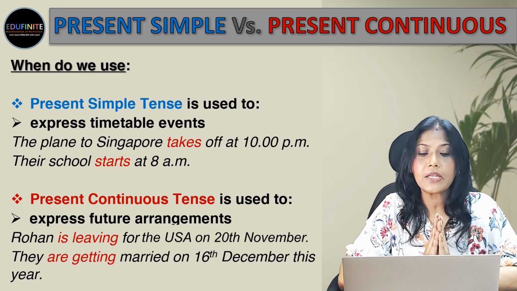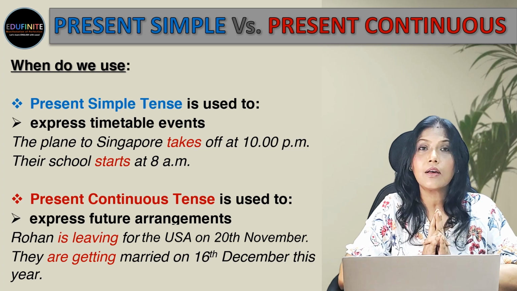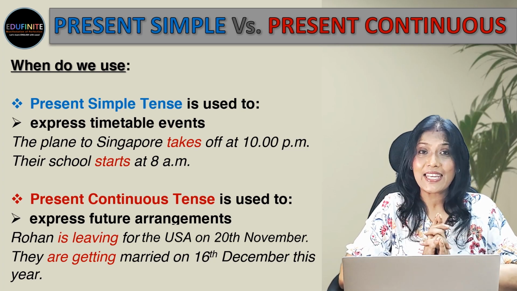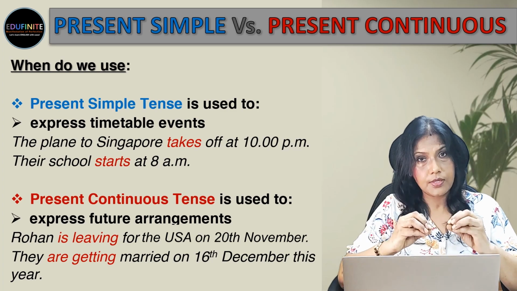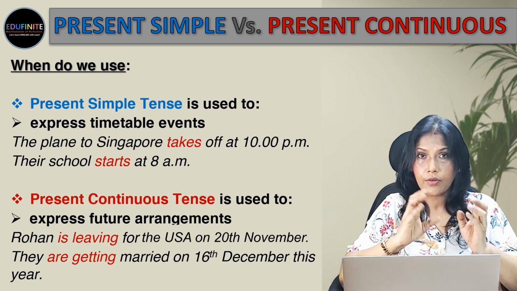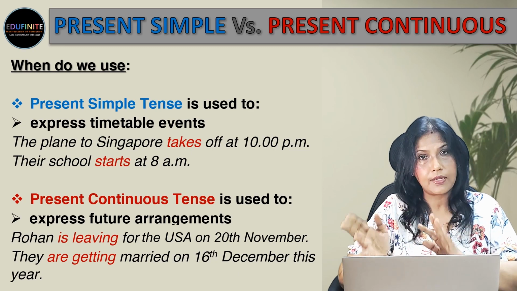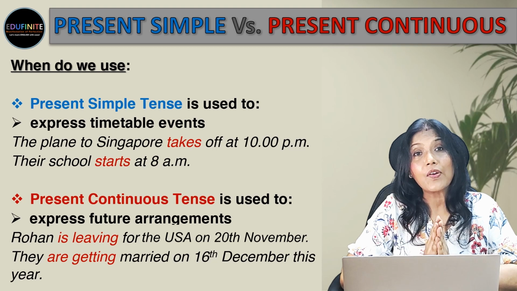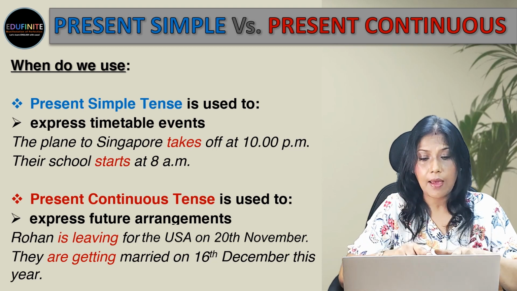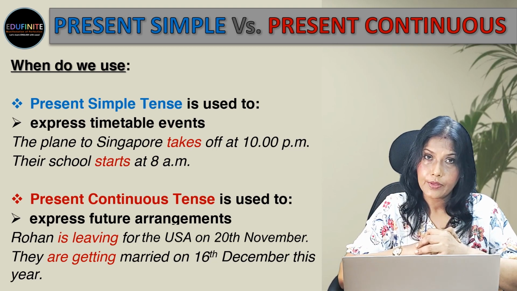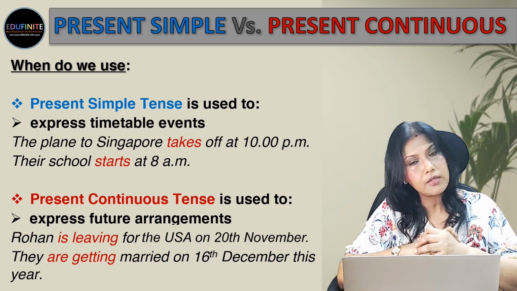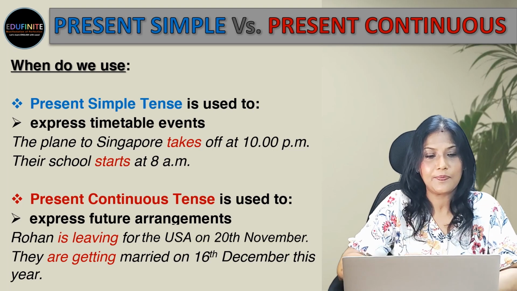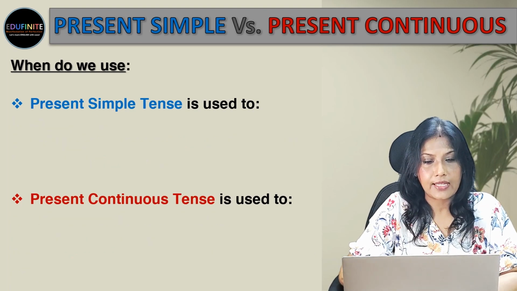They are getting married on 16th December this year. So, they are getting married. So, again, we use the present continuous tense. Are is the auxiliary. Get plus ing, getting. So, that's the verb form. Married on the 16th December this year. So, this is again a future arrangement which we have used present continuous tense to express. Okay. Now, the next one.